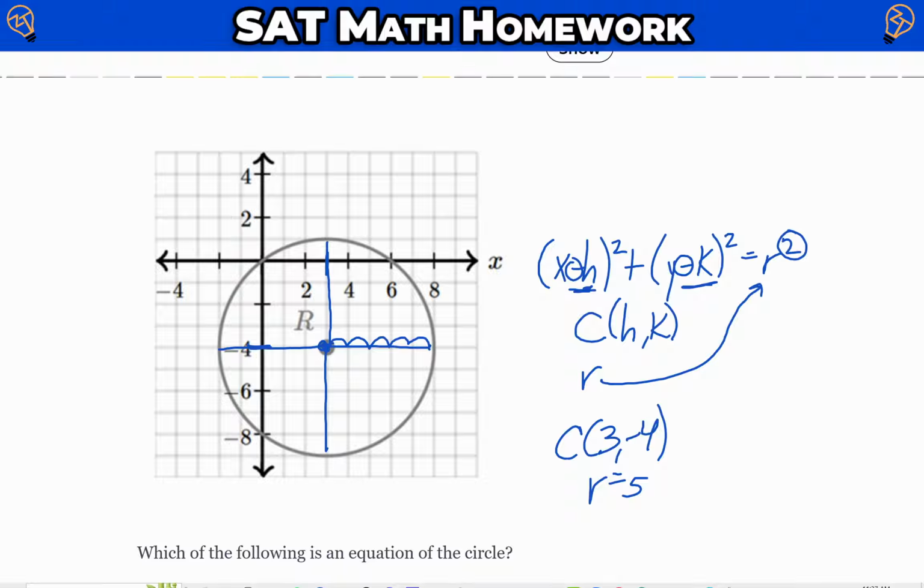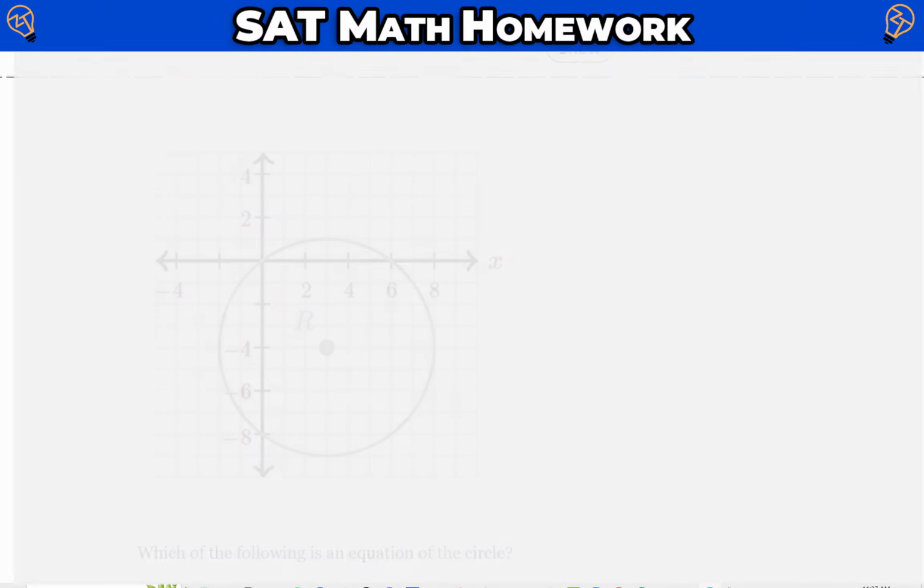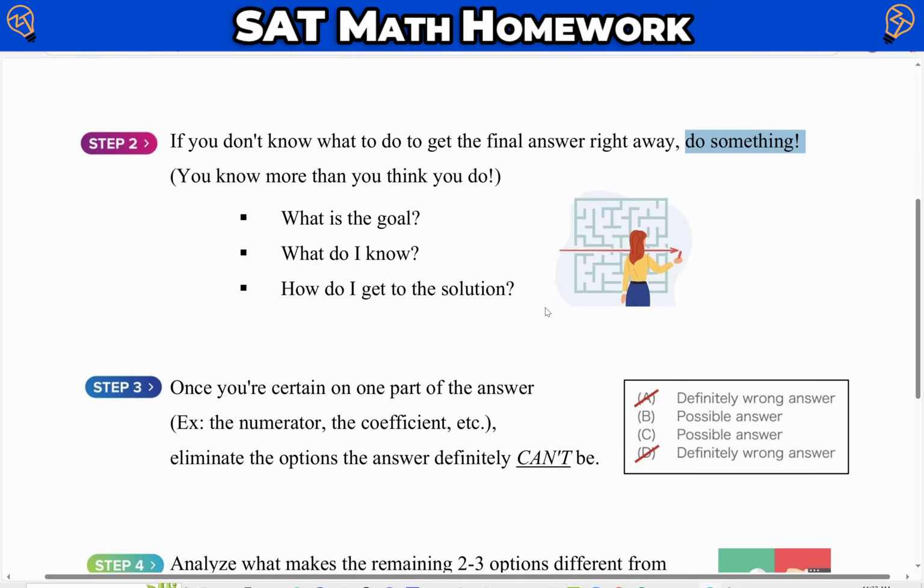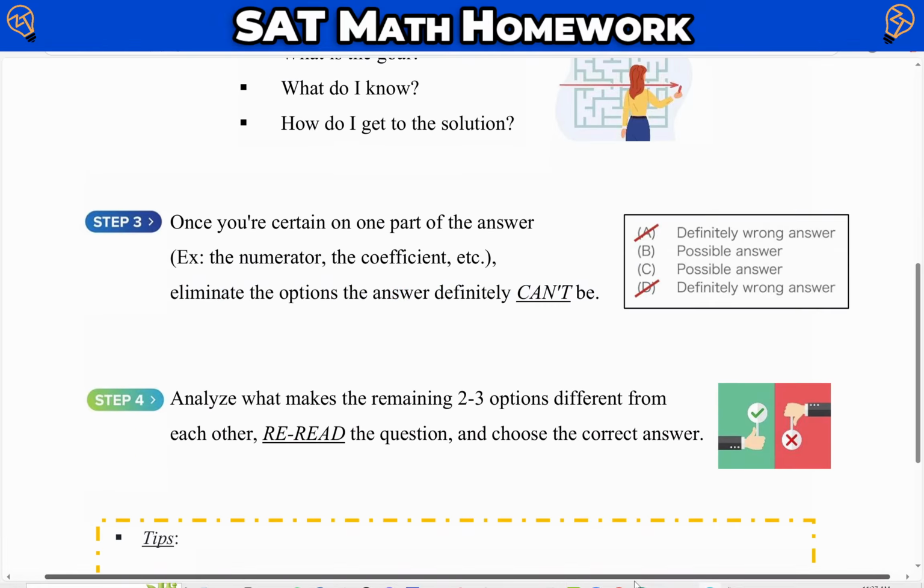And remember, we're going to do the opposite of each of these when putting it into the equation, just as you would take the opposite when you're extracting it from the equation. So notice how this is following perfectly. We looked at the answer format. We're doing something. In other words, we're determining the center and the radius. And once we're certain on one part of the answer, let's say the center, let's start eliminating answer options that it definitely can't be.